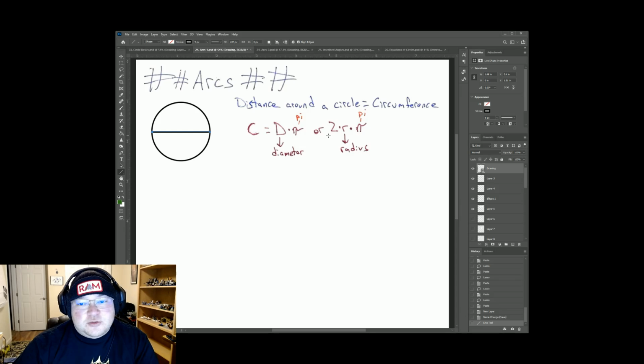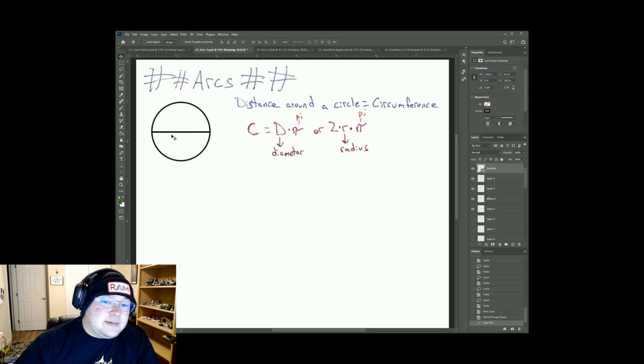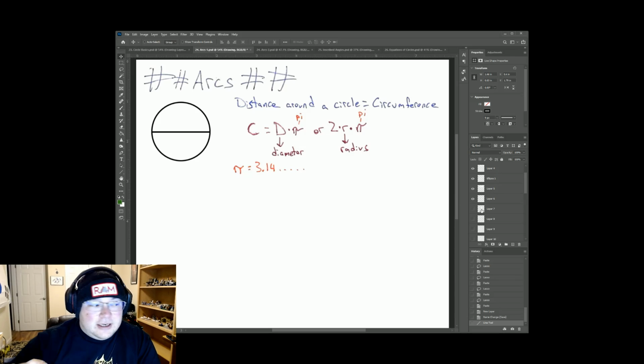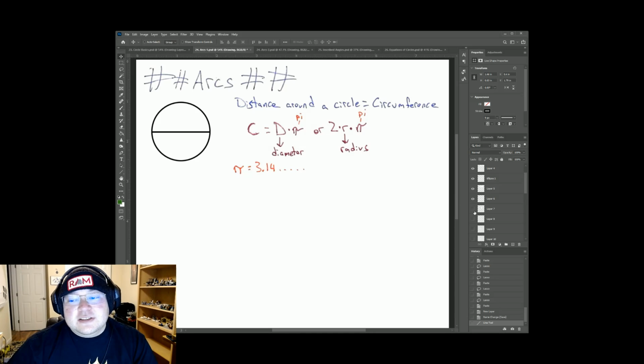Or sometimes it's written as 2 times radius times pi. The diameter is always 2 times the radius, so that's really just saying the same thing twice. Sometimes you're given the radius, sometimes you're given the diameter. And in case you didn't know, pi is equal to about 3.141529, yada, yada, yada, forever and ever, because it's an irrational number.